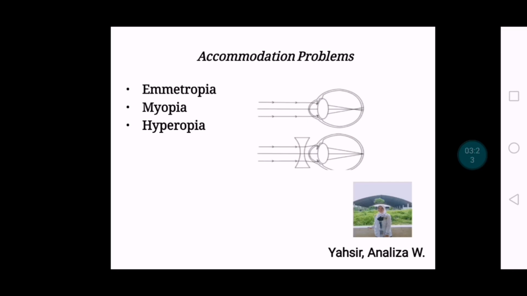Causes of hyperopia. In hyperopia, the eye is too short or the cornea is too flat. Therefore, the distance between the cornea and the retina is not long enough, resulting in the image from the light rays forming behind the retina instead of on the retina. This causes blurred vision at close range.